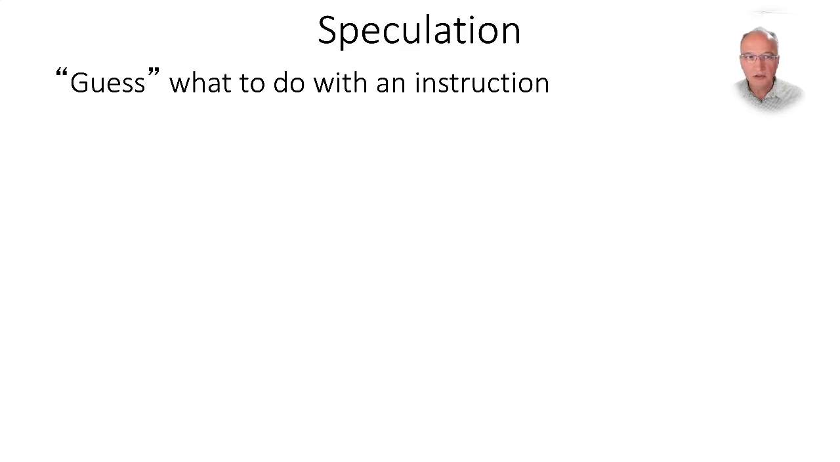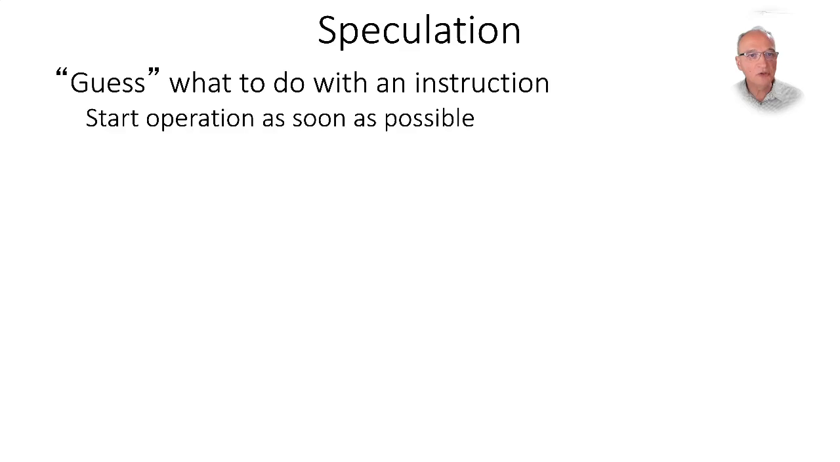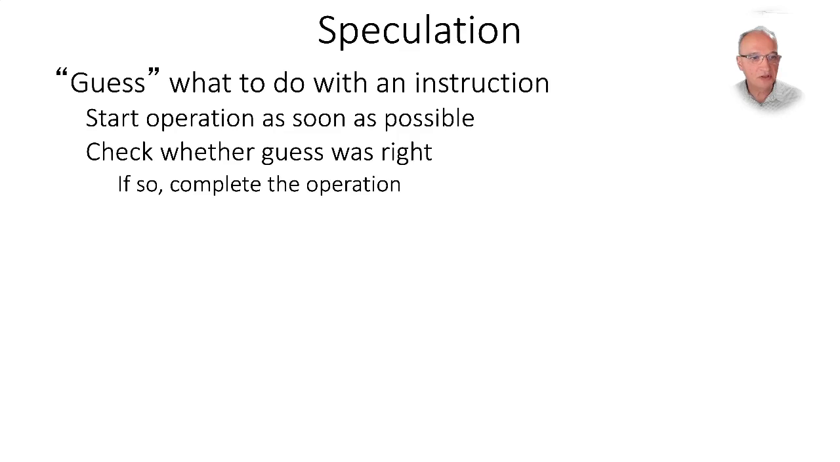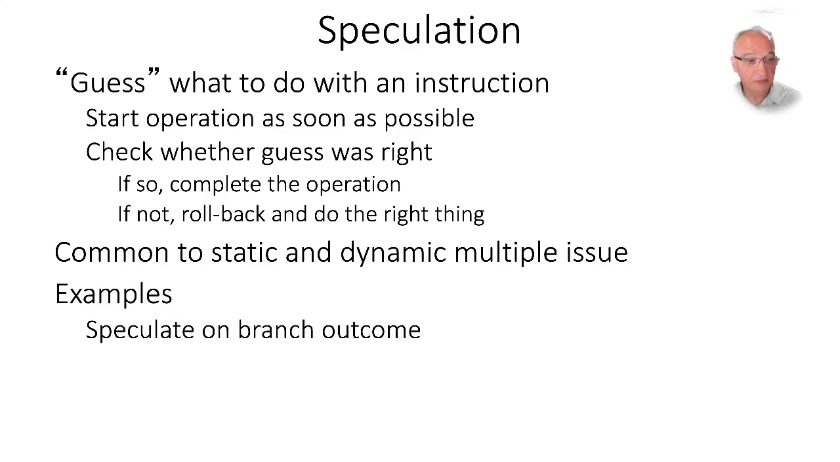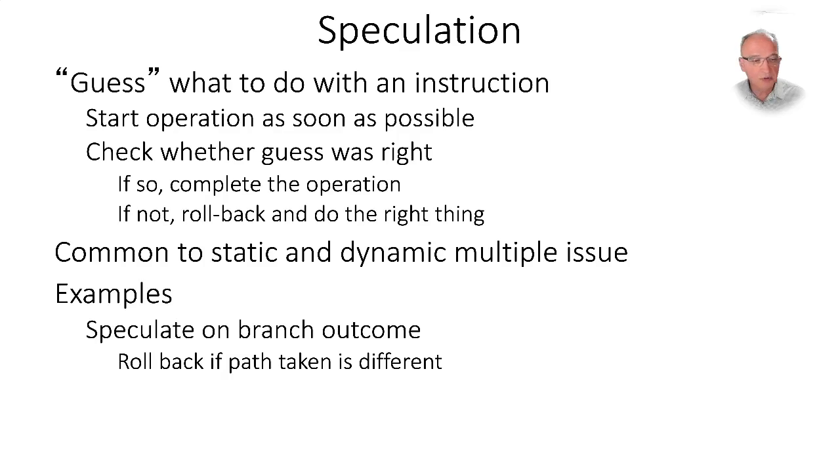For example, for control speculation, we are guessing what to do with an instruction, and we'll try to start the operations as soon as possible. We'll check whether the guess was right, and we'll complete the operation. If not, we're going to roll back. And this is common both for static and dynamic multiple issue. So the examples that we want to talk about in this part of the lecture are the speculation on a branch outcome and the speculation on a load.